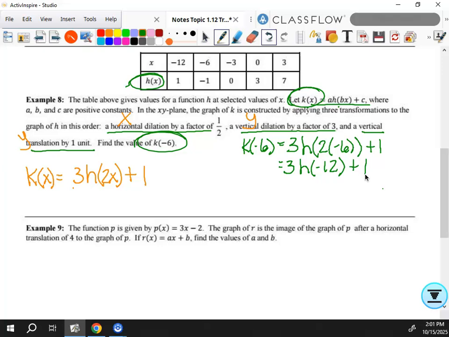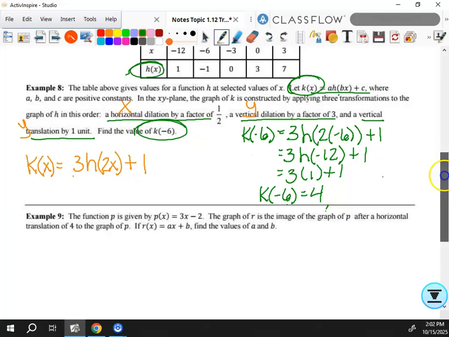What is h of -12? 1. So I get 3 times 1 plus 1. So k of -6 equals 4. Okay. I didn't have to graph it. I didn't have to do anything crazy. Questions? Anything? Okie dokie.